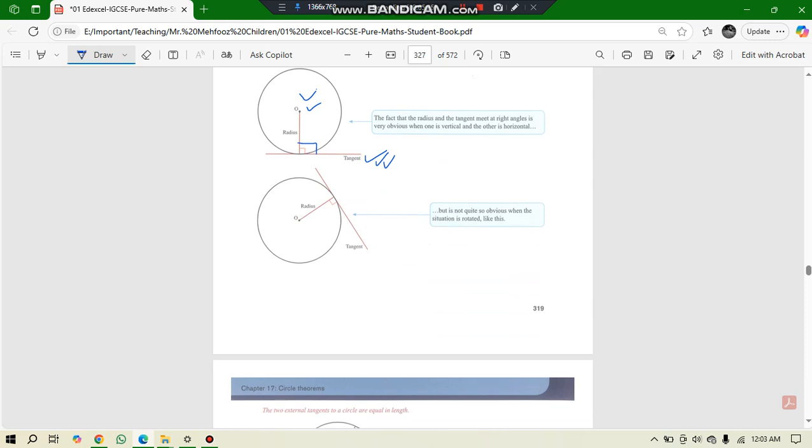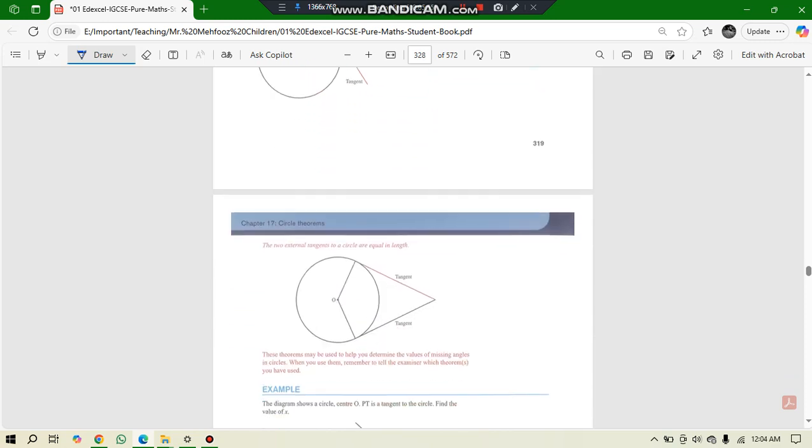We can also draw at any point on the circumference of the circle, but it is not quite so obvious when the situation is rotated like this. The angle is also 90, but we are not sure which is vertical and which is horizontal, but they both have 90 degree angles, right?